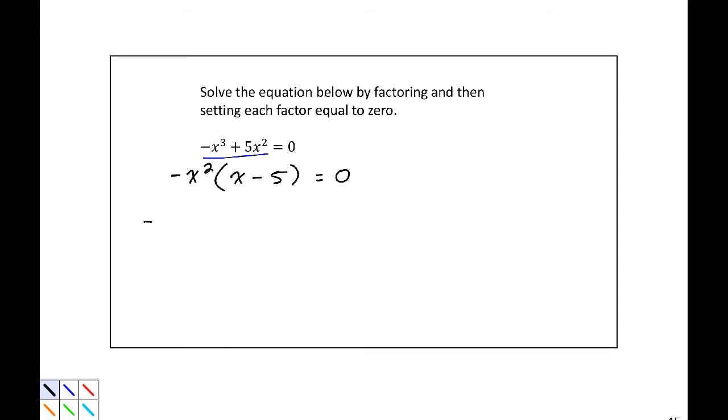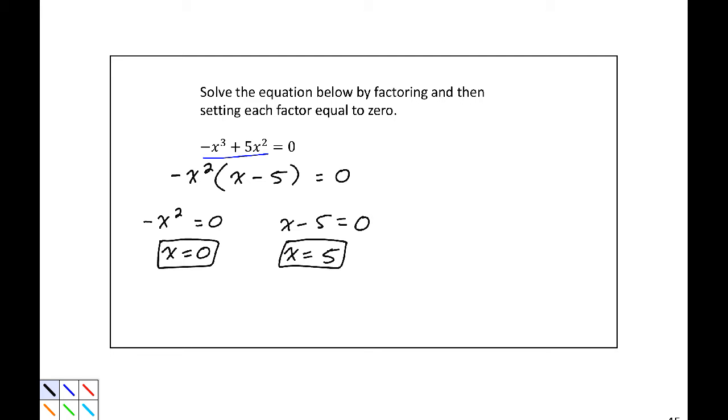Now we'll take each of those, negative x squared equals 0, and x minus 5 equals 0. Take those two factors, set them equal to 0. On the left side, we see that x must be 0, because the only number that you could square to get 0 is 0. And on the right side, we see that x equals positive 5, because 5 minus 5 would be 0. So those are the two solutions to our polynomial equation.